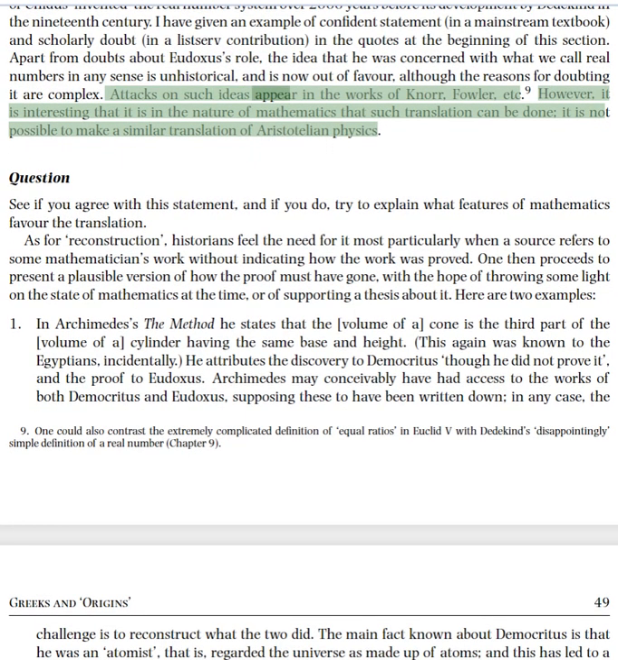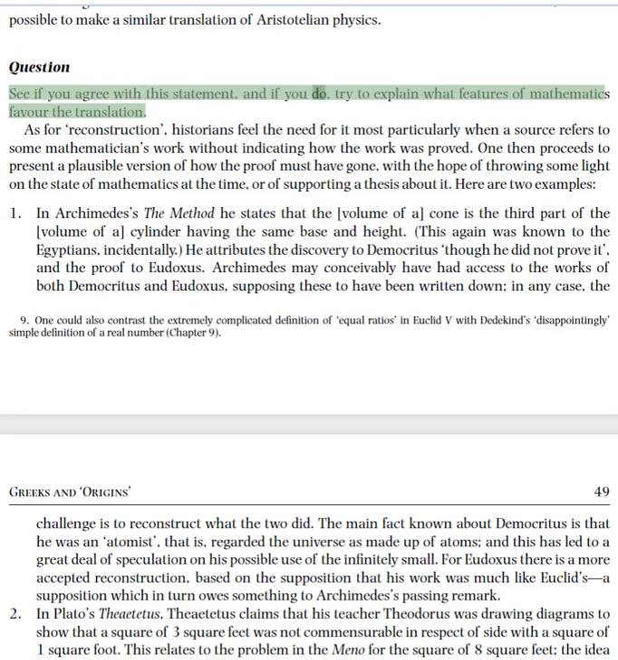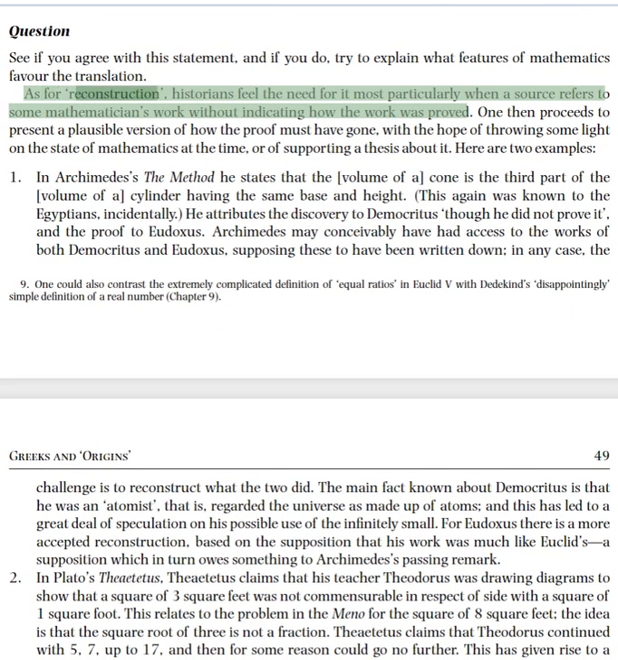Attacks on such ideas appear in the works of Knorr, Fowler, etc. However, it is interesting that it is in the nature of mathematics that such translation can be done. It is not possible to make a similar translation of Aristotelian physics. Question. See if you agree with this statement, and if you do, try to explain what features of mathematics favored the translation.